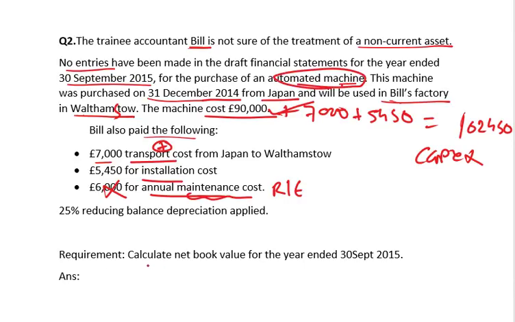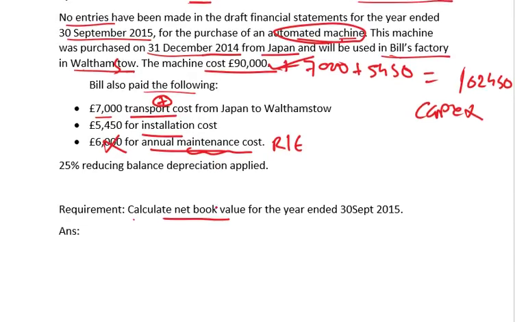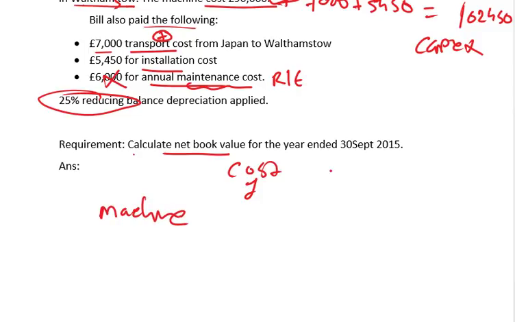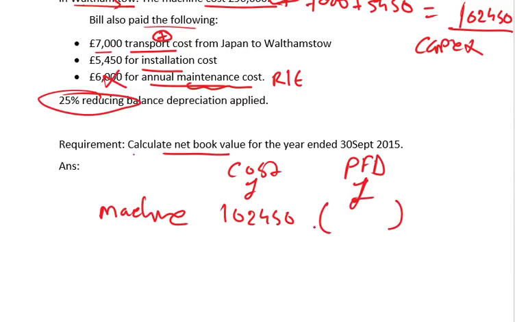But further down, the requirement is to find the net book value. As you know, net book value is the cost minus provision for depreciation, and they told us 25% reducing balance depreciation is to be applied. Our cost we already found, of the machine, which is over here, 102,450, less provision for depreciation or accumulated depreciation. We need to work it out. So a bit of working, and you get the net book value that's been asked.